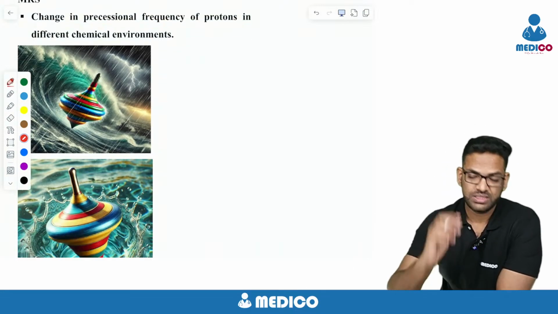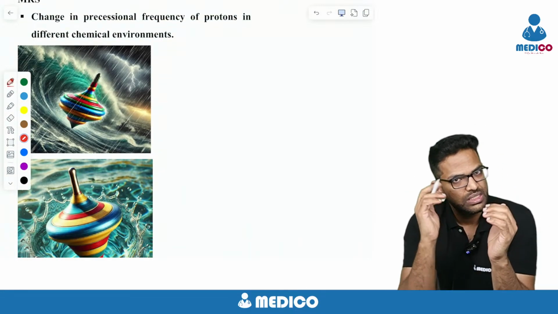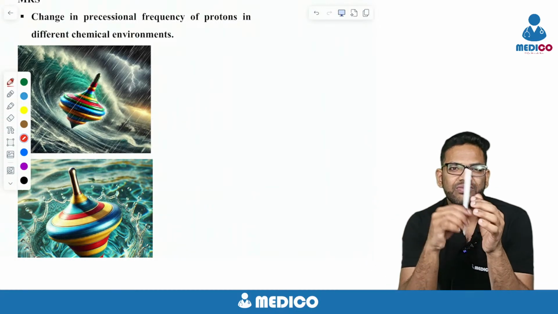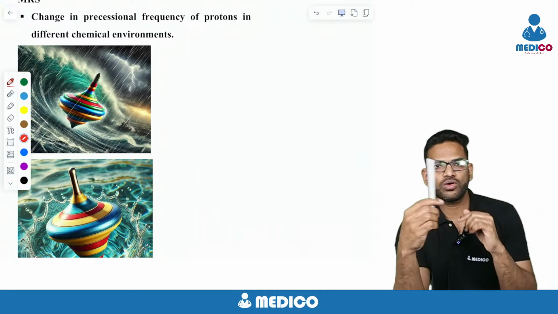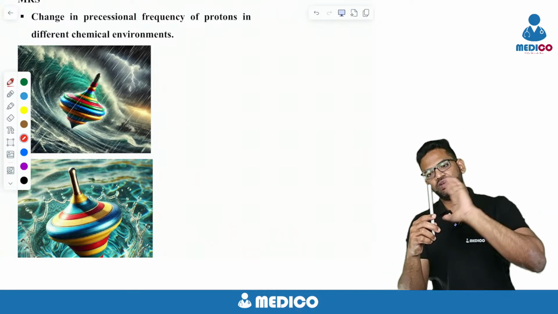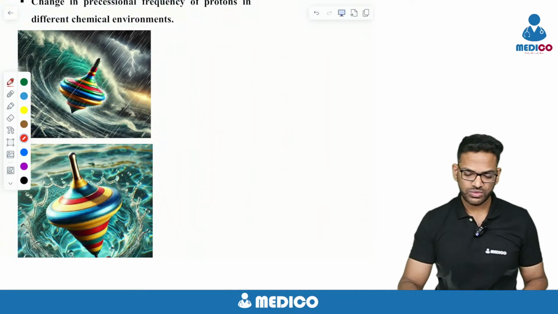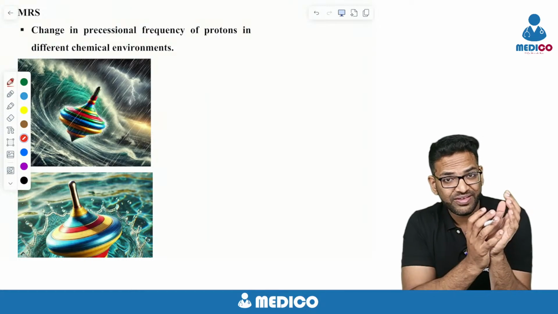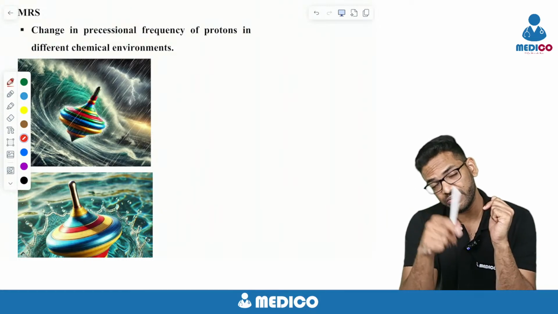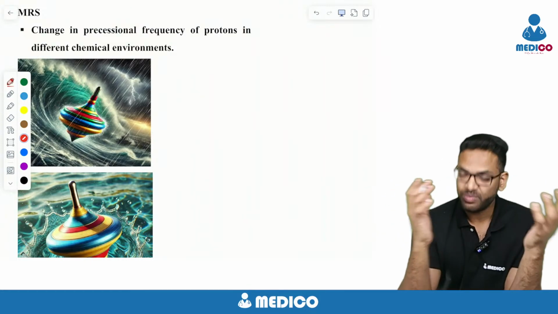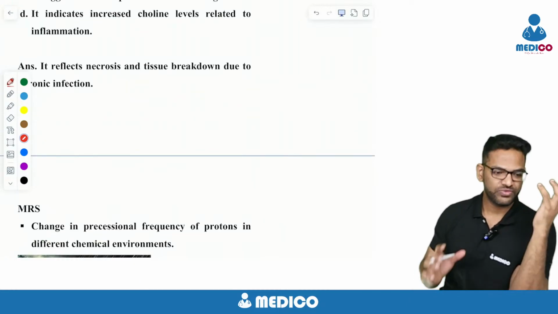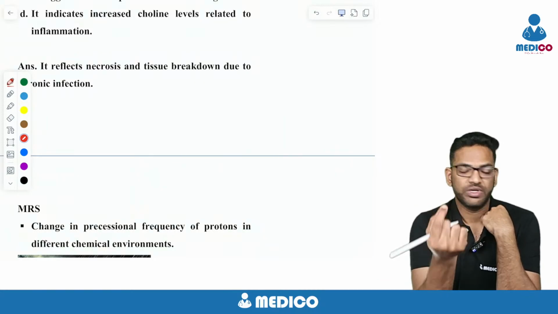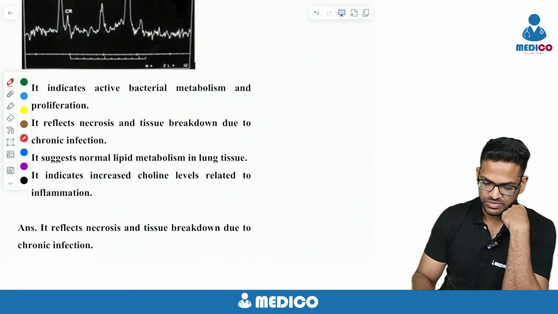So MRS basically is a sequence. I mean, you can say it's a sequence, or it's a property of protons to get influenced by the surroundings, like a strong wind affects the spinning top, right? So you can identify molecules by identifying the spin of that proton in a particular molecule. That's mind-blowing sometimes. From an MRI sequence, you can know which molecule is more in a brain tissue, right? So we'll come back to the question.